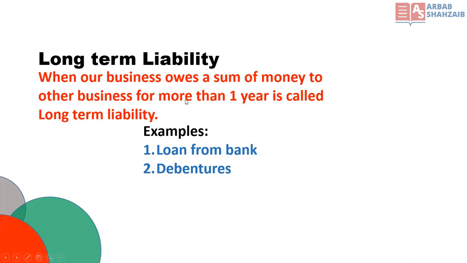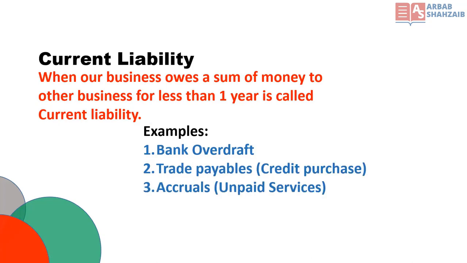It is called a long-term liability, and we have a good example of a loan from a bank and debentures. What are the current liabilities? When our business owes a sum of money to another business for less than 1 year, it is called current liability. Examples are bank overdraft, trade payables like credit purchases, and accruals. We can have many examples of current liability, but I have given some to give an idea. So any liability that a person keeps for less than 1 year is called current liability.